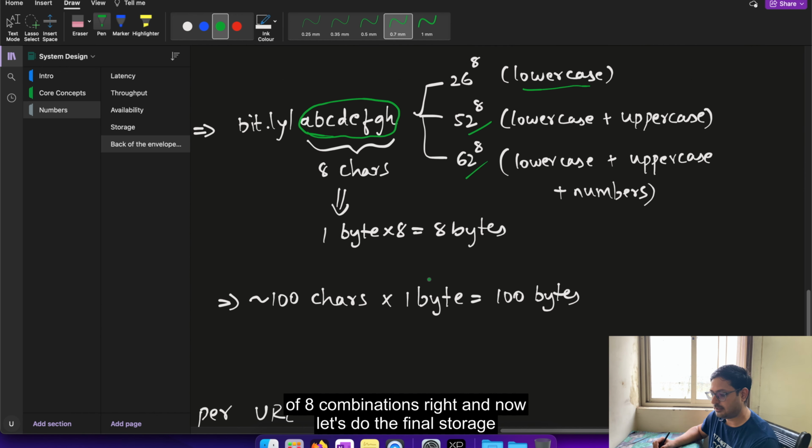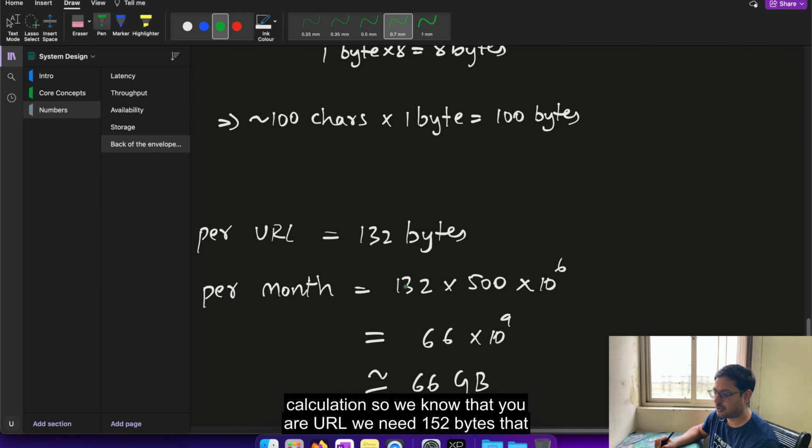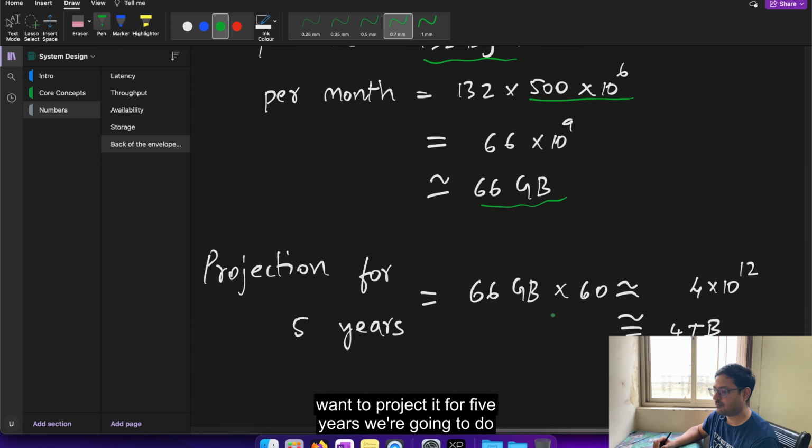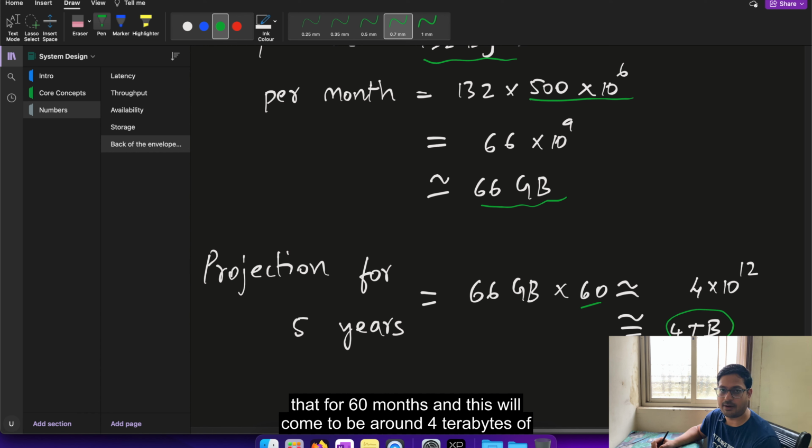And now let's do the final storage calculation. We know that per URL, we need 132 bytes. That is one record in the table. And per month, we are expecting 500 into 10 to the power of 6, which is 500 million. So 132 into 500 into 10 to the power of 6 will give us about 66 GB of data, right? And if we want to project it for 5 years, we're going to do that for 60 months, and this will come to be around 4 terabytes of data. So this will be the overall projection for the storage requirement for a URL shortener service.